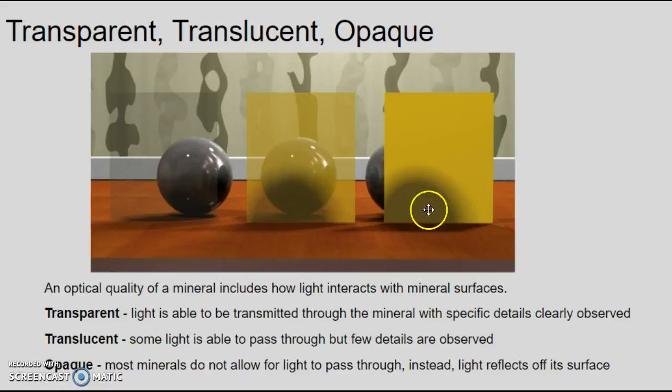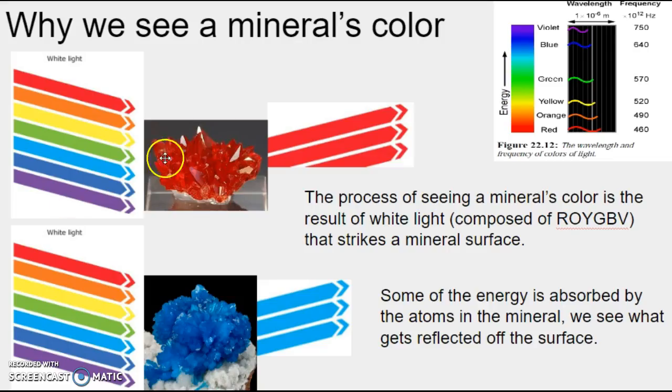Most minerals do not allow for light to pass through, so instead light reflects off its surface. Well, it's the opaque minerals that allow us to be able to say, okay, here's what a mineral's color is. We talk about white light, ROY G. BIV, strikes off the surface, the mineral surface itself, and absorbs color. Whatever color reflects off it is the color we see.